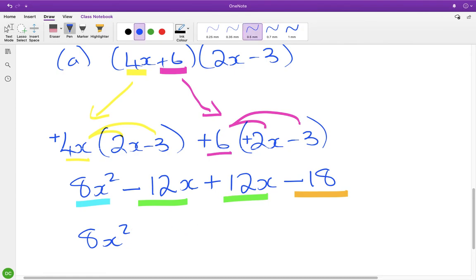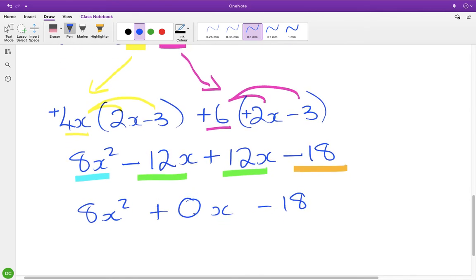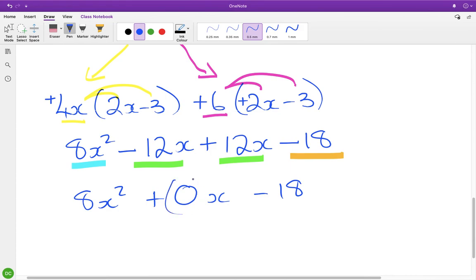Now here, I saw a couple of mistakes. So what you're doing here is you're adding, okay? So minus 12 plus 12, when you add them, minus 12 plus 12 is 0, okay? And then minus 18. Now, you wouldn't do 0x because if you remember, these are multiplied, and 0 multiplied by anything is just 0. So the answer to this is 8x squared minus 18.